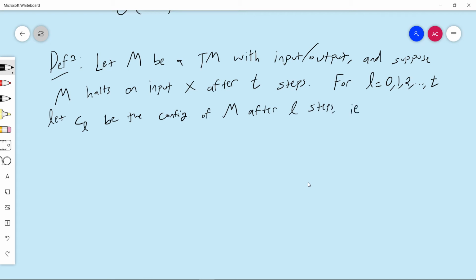Let's write these out. What does a configuration look like for a Turing machine that has 3 strings? Well, we've got 3 strings, so we've got 3 tape configurations. We've also got 3 integers that represent cursor positions. And then finally, we've got a state queue. So that's our configuration.